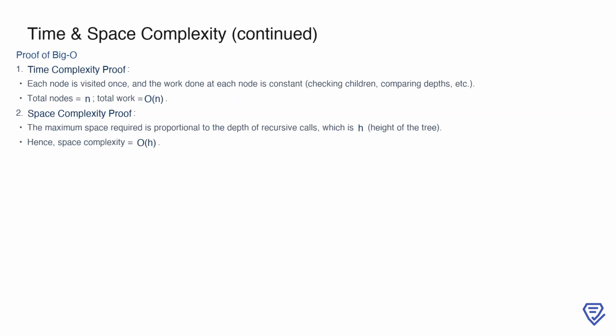To formally prove the big O bounds, let's start with the time complexity. Each node in the tree is visited exactly once, and the operations at each node, such as checking its children or comparing depths, are constant. Since there are n nodes, the total work performed is O(n). For space complexity, the maximum space used corresponds to the depth of recursive calls, which is proportional to the height of the tree, h. This means the recursion stack grows to a maximum of h frames, resulting in O(h) space complexity. These proofs confirm that the time complexity is O(n), and the space complexity is O(h), as derived earlier.